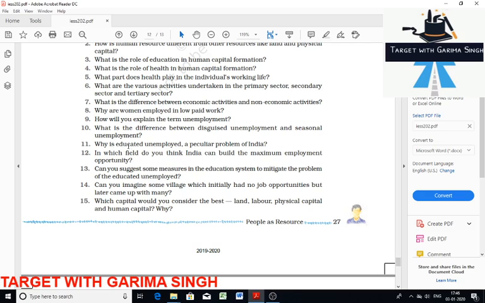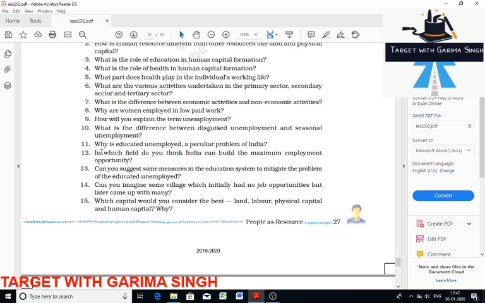Next, why is educated unemployment a peculiar problem of India? So listen to this question carefully. Educated unemployment is the situation where a number of youth with matriculation, graduation, and post-graduation degrees are not able to find suitable jobs. India has a huge population, and every year a large number of people graduate from school and college. Employment generation in various sectors is not keeping pace with the number of educated people coming out of education institutions. Due to this, educated unemployment is a peculiar problem of India.